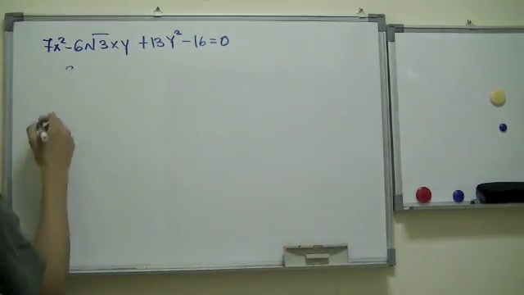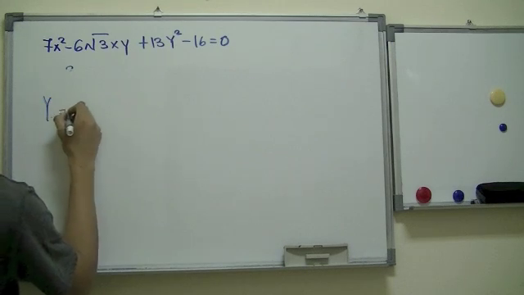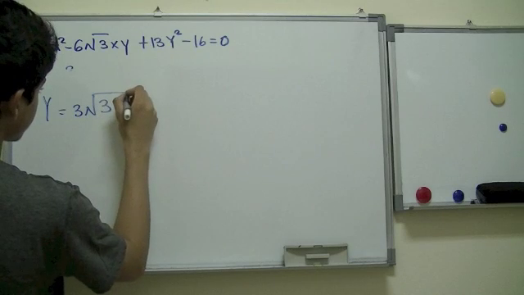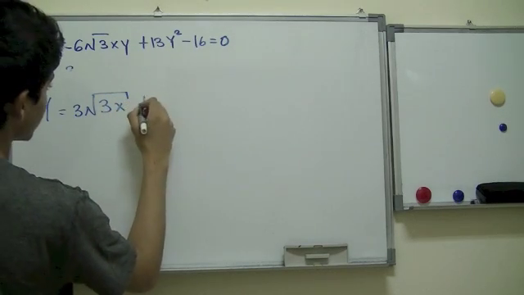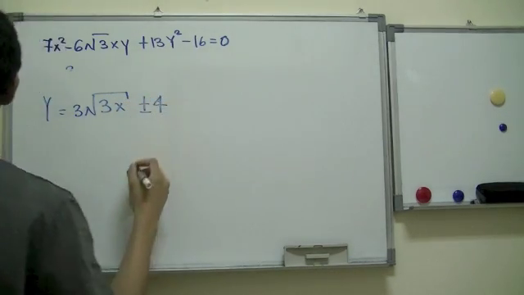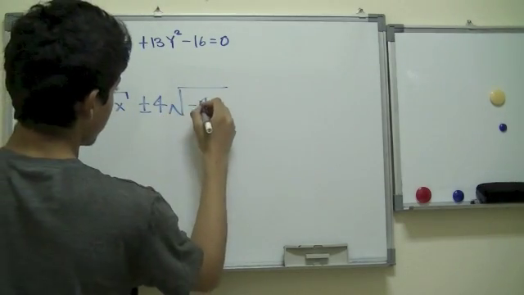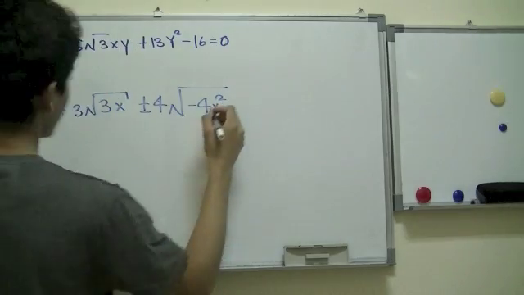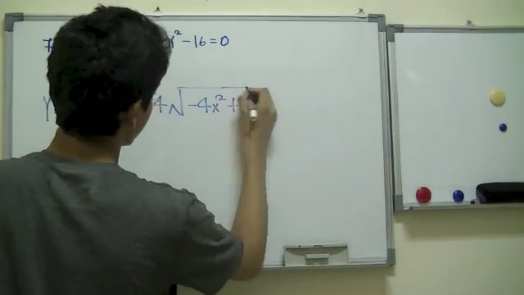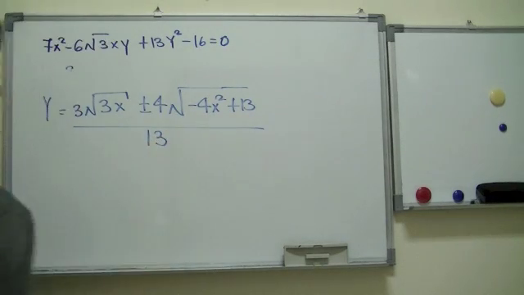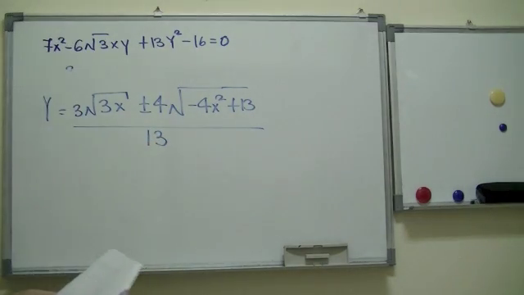The simplest answer, if you solve that one correctly, y is equal to 3 radical 3 x plus or minus 4 radical negative 4x squared plus 13, all over 13. Okay, this is the simplest form.